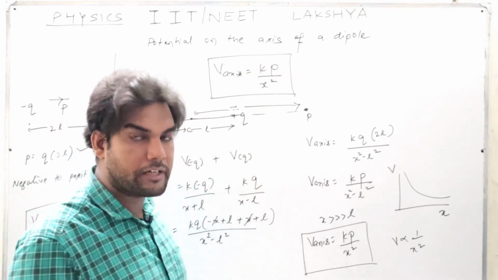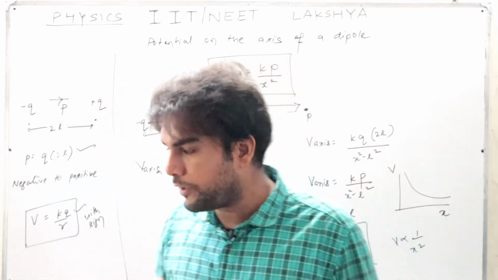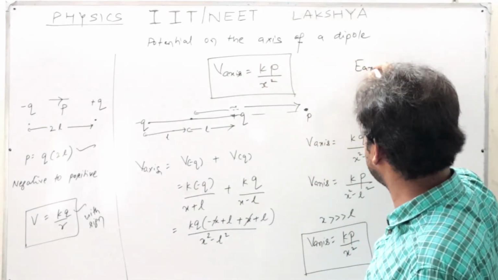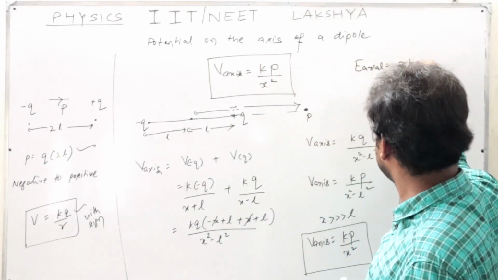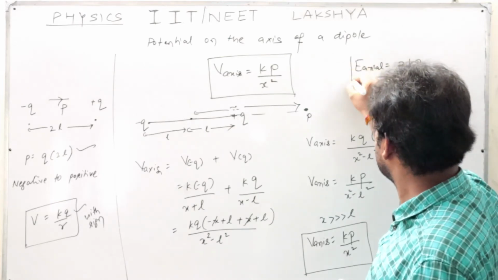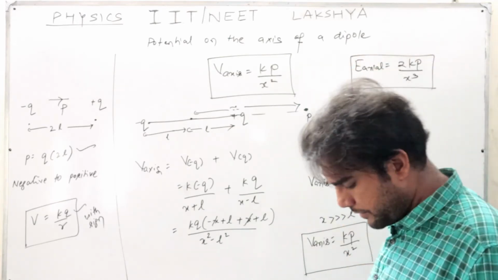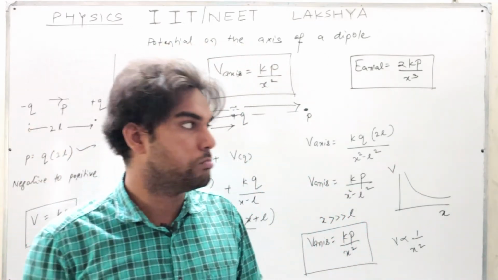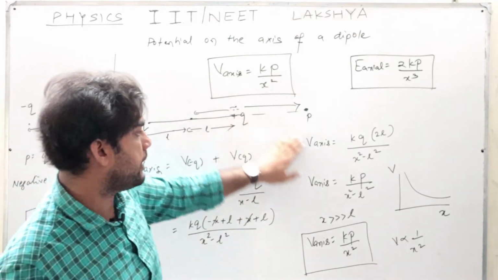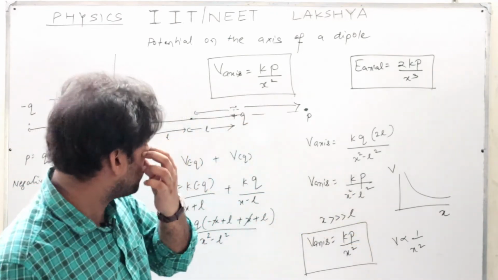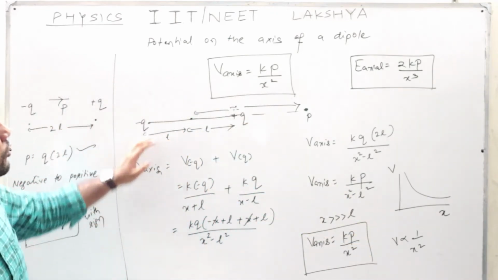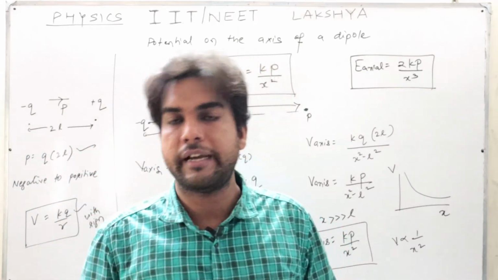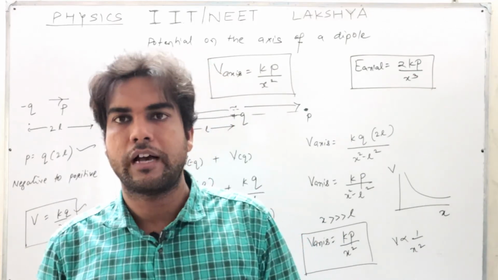If you remember, similarly we had derived the electric field also. So how much was the electric field on the axial point? Electric field on the axial point was 2 Kp by x cube. There it was proportional to 1 by x cube, but here it is proportional to 1 by x square. So you have to remember all these concepts. So this is the potential on the axis of the dipole. Similarly, let me move on to the equatorial position and then any position. So I hope it is clear.